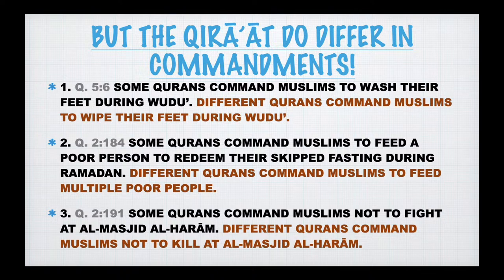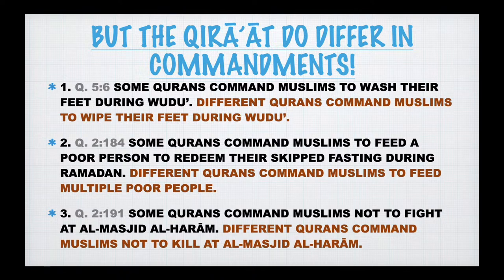Exactly. And so chapter 2 verse 184, the second example: some Qur'ans command Muslims to feed a poor person to redeem their skipped fasting during Ramadan. And different Qur'ans command Muslims to feed multiple people. Depending on which Qur'an you're reading, they differ in the commandment here. And then chapter 2 verse 191: some Qur'ans command Muslims not to fight at Al-Masjid al-Haram. Different Qur'ans command Muslims not to kill at Al-Masjid al-Haram. So you have a difference. Is it haram to fight, or is it haram to kill?